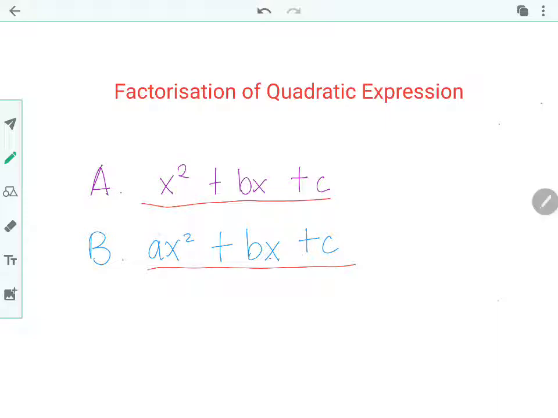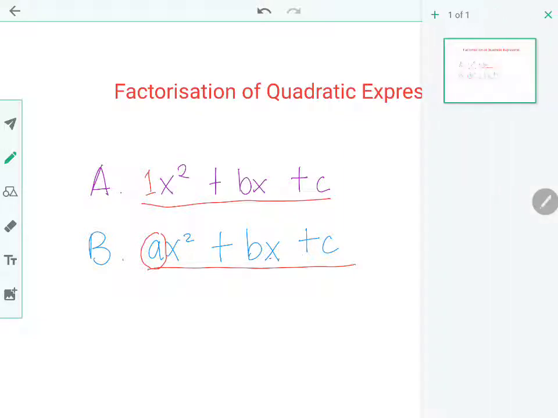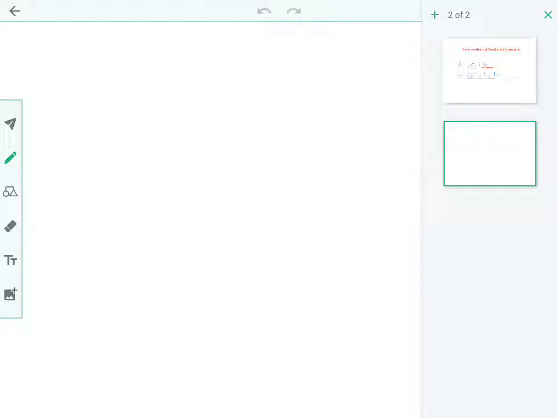The only difference here is that the coefficient of x squared has a value here, whereas for the very first one, the value of the coefficient of x squared is just equal to 1. Okay, so let's start with the very first one. Let's start with the very first factorization. So, for example, x squared plus bx plus c.